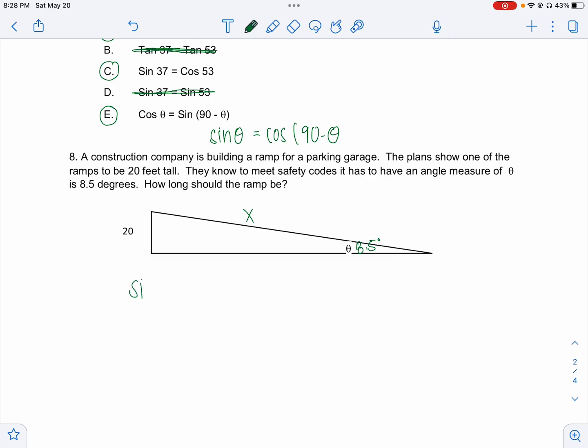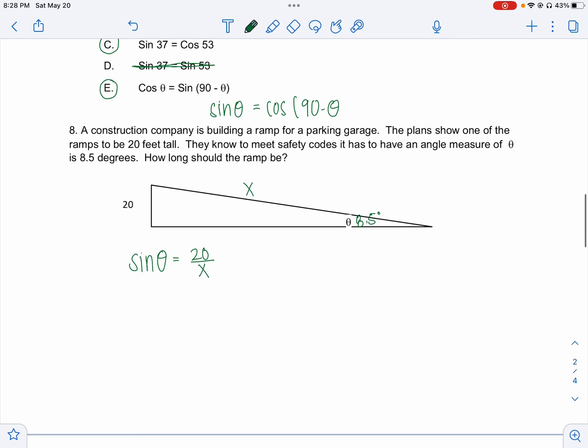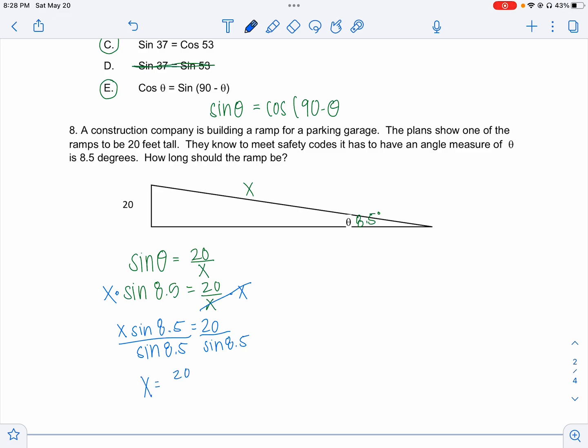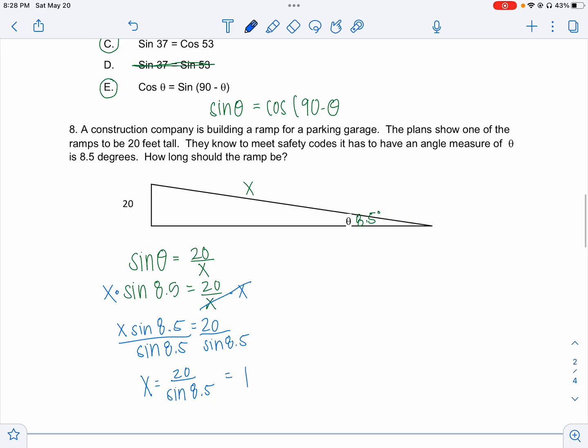We know that sine of theta has to equal 20 over x, since 20 is the opposite of where theta is. So that means that sine of 8.5 has to equal 20 over x. Multiply both sides by x to get x by itself. And now we have x sine of 8.5 equals 20. Divide by sine of 8.5 on both sides. Now we're going to get x equals 20 divided by the sine of 8.5. Typing that in, it's going to be 135.3 feet.